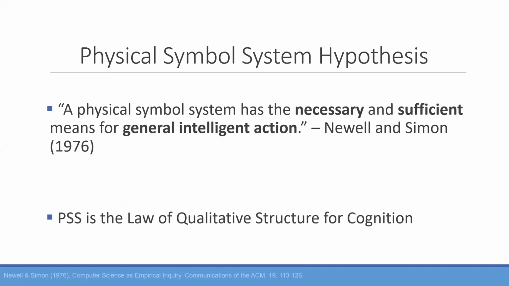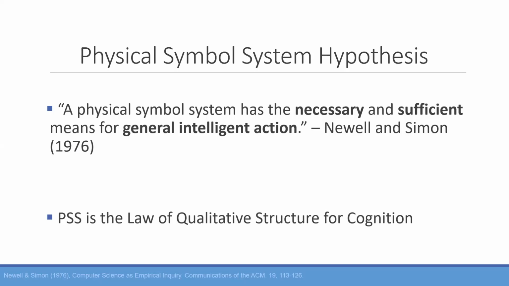By necessary, Newell and Simon meant that a system must be a physical symbol system to exhibit general intelligence. By sufficient, they meant that anything that is a physical symbol system can, in principle, exhibit general intelligence. And then they defined general intelligent action as the same scope of intelligence seen in humans, so it's basically equivalent to human cognition but with some limitations.